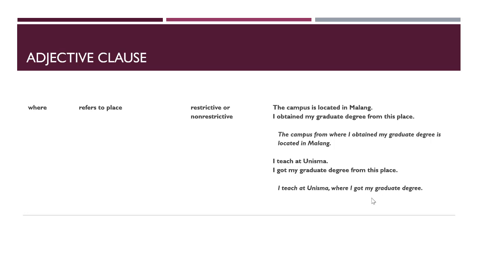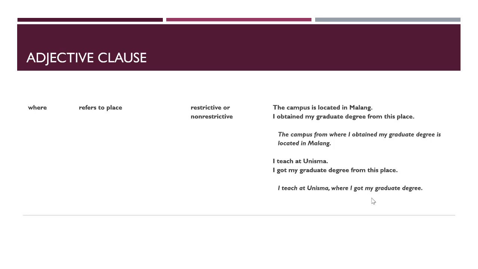The campus from where I obtained my graduate degree is located in Malang. "From where I obtained my graduate degree" is an adjective clause which is very important to know because we do not know what campus it is. So it is restrictive and no commas are needed.